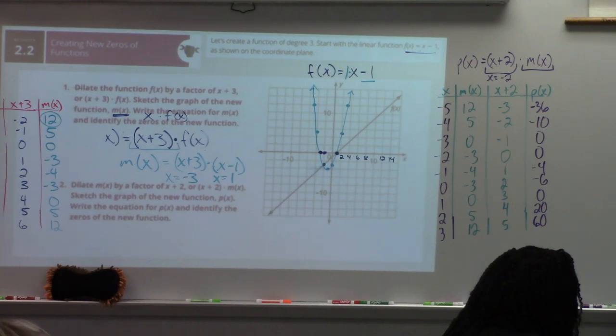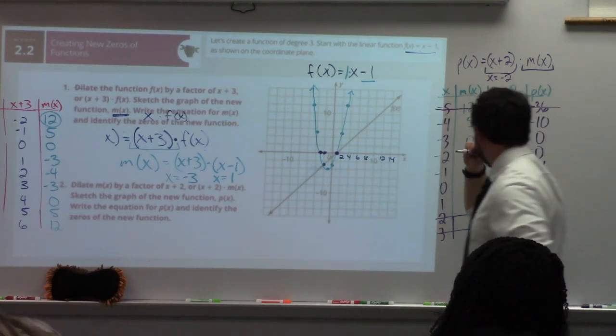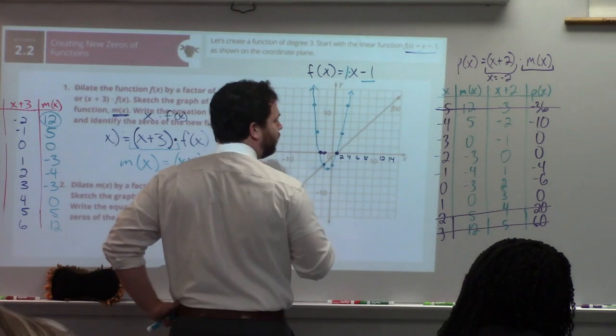Are there any of these points that I won't be able to graph? The big numbers. So I probably won't be able to do 60 or 20 or negative 36. But I could graph the rest of those. In fact, I already have some of those zeros already graphed there.